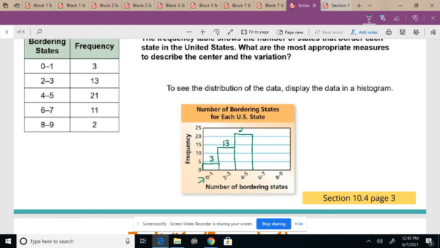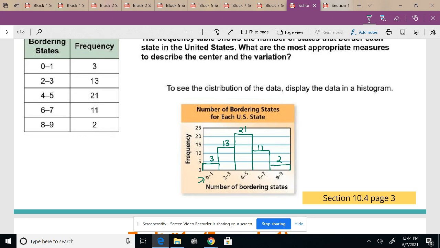Make sure you're writing your numbers right above it. 6 to 7, we're going to go to 11. So it's around here. I have to make sure it's below 13, so remember that. Interval 8 to 9, we're going to go to 2. Okay, and that is our interval.